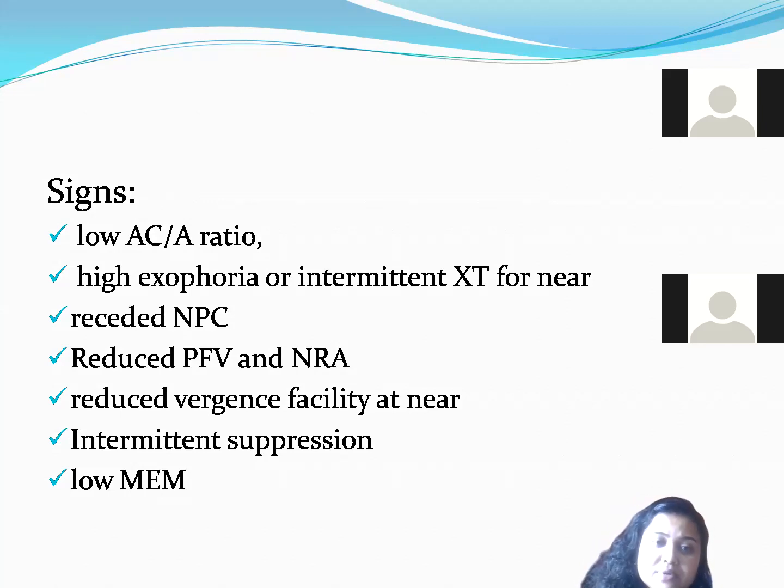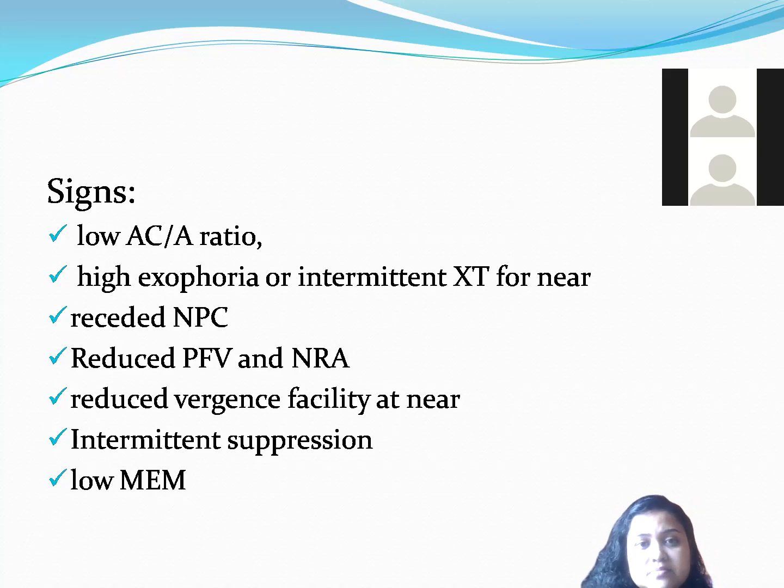So what will be the signs of a convergence insufficiency? There will be a low AC/A ratio, which we have discussed earlier. The AC/A ratio in case of any insufficiency will be low. High exophoria will be there, and intermittent exotropia for near will be there. Okay, NPC will be receded. If you do repeated measurement of the near point of convergence, it will definitely be receded. Okay, reduced PFV, positive fusional convergence, will be reduced, and NRA will be reduced.